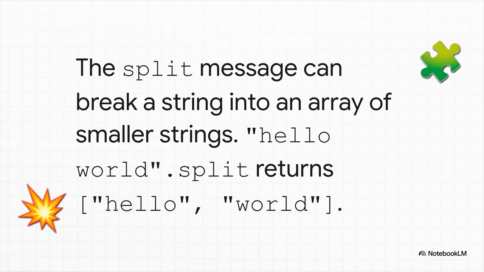Or let's try something a little more complex. We take the string "hello world" and send it the split message. Look at what it gives back. It's a whole different kind of object, an array, that holds two separate strings. So you see, sending messages to objects can even create brand new objects.